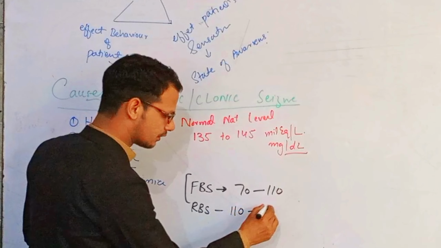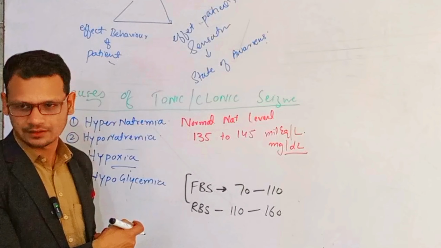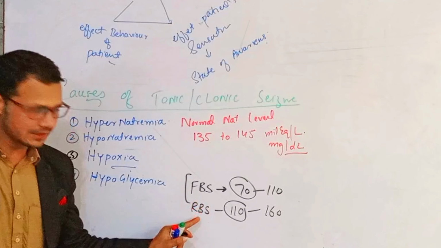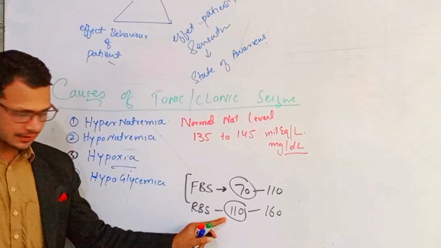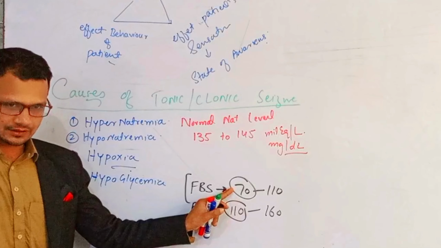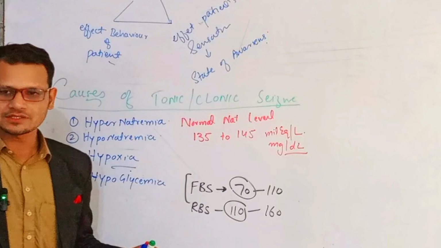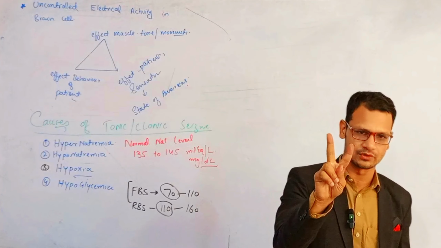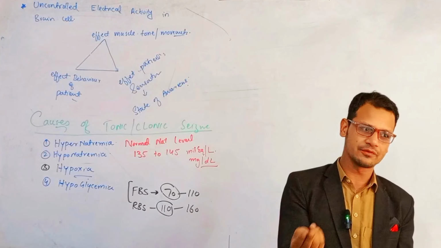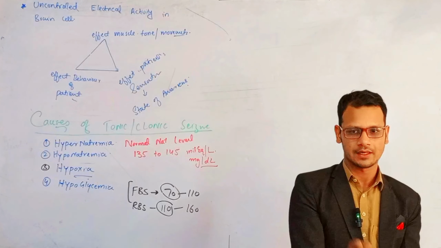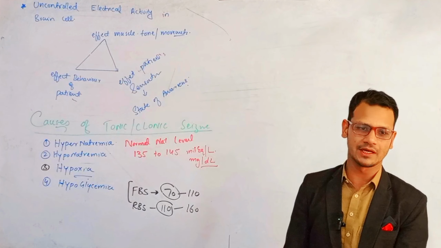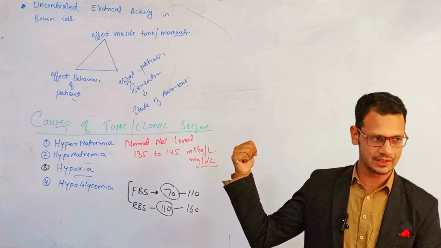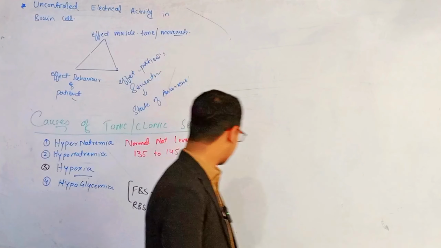RBS is from 110 to 160 or 170, right? So when random blood sugar decreases from 110, and when fasting blood sugar level decreases from 70, it will affect the brain, because our brain is dependent upon two fuels, oxygen and glucose. If oxygen decreases, the brain will be affected. If glucose decreases, the brain will also be affected, and it will cause abnormalities of the electrical activity in the brain, right?